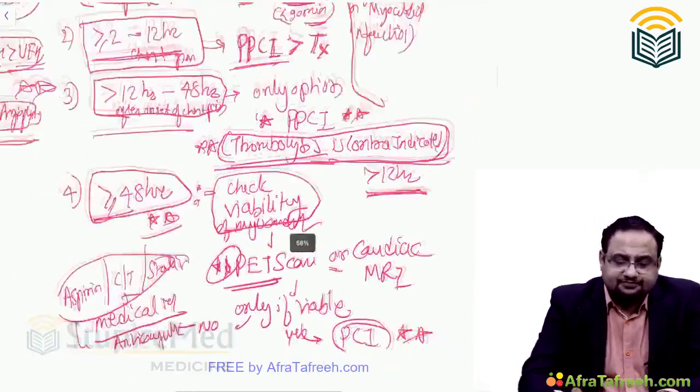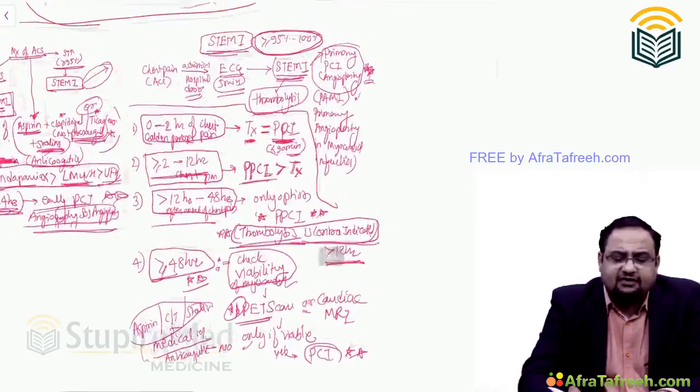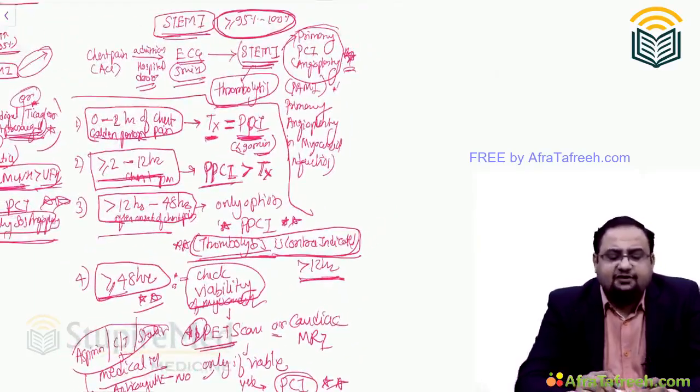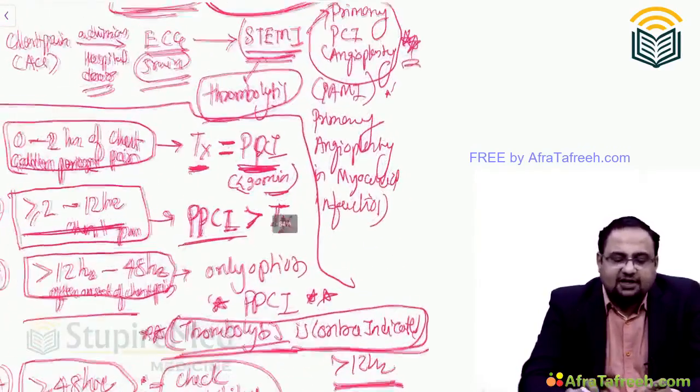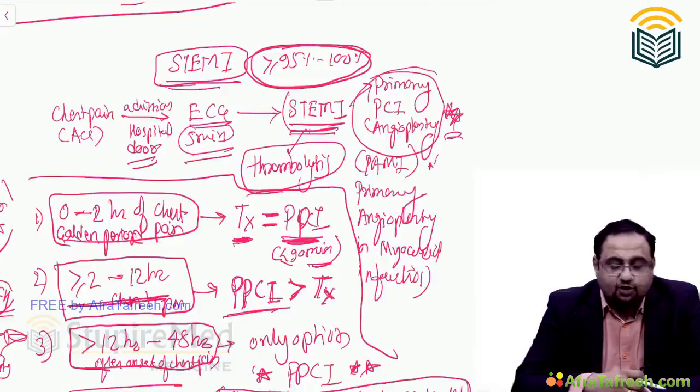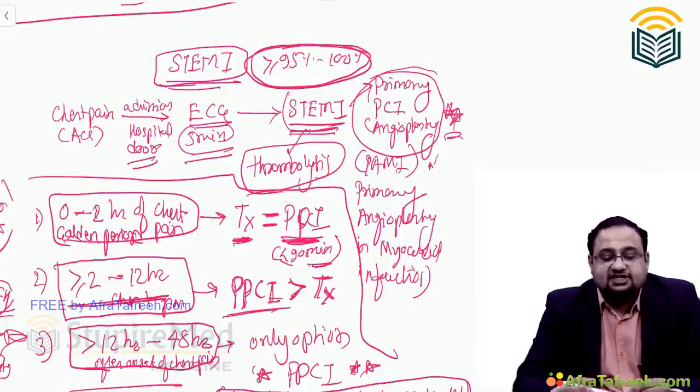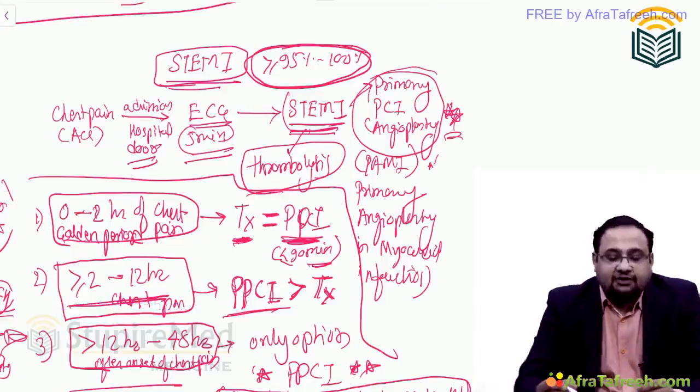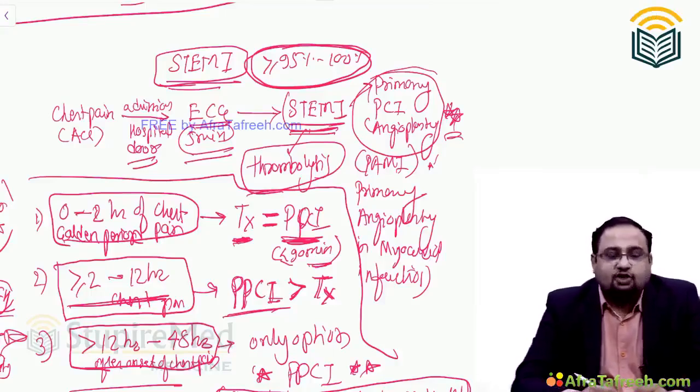So this is about the management of ST segment elevation myocardial infarction. Again, I repeat, friends, very important: whenever a patient comes to you with chest pain, admit the patient, and the ECG should be done within 5 minutes of arrival. After the ECG, confirm whether ST elevations are present or not. If ST elevations are there, you have two options: thrombolysis or primary angioplasty can be performed.